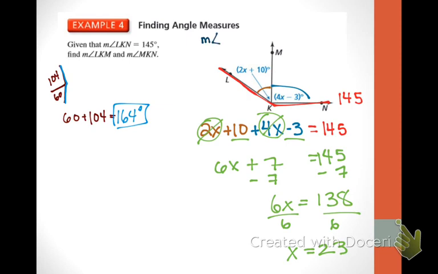To find the measure of LKM, because that's what it's asking me to find. Currently, it's 2x plus 10. But now I know what x is, right? So what can I do to figure it out? Plug it in. All right, so we're plugging in 23. What's 2 times 23? 46. Plus 10 is 56.